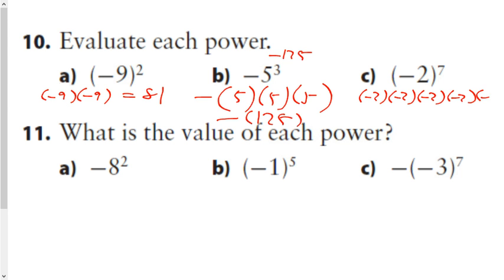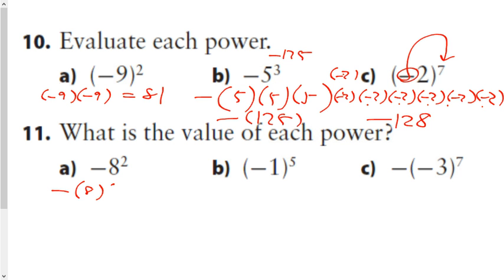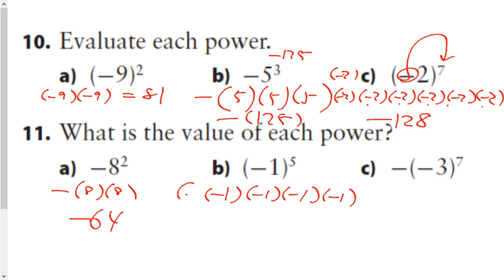Running out of room. I'll put one more up here. 1, 2, 3, 4, 5, 6, 7. 2, 4, 8, 16, 32, 64, 128. And a negative base to an odd exponent makes it a negative value. The opposite of 8 times 8, or the opposite of 8 squared, would be negative 64. Negative 1, which is defined as the base multiplied by itself 5 times, is negative 1. And finally, this one's an interesting one.